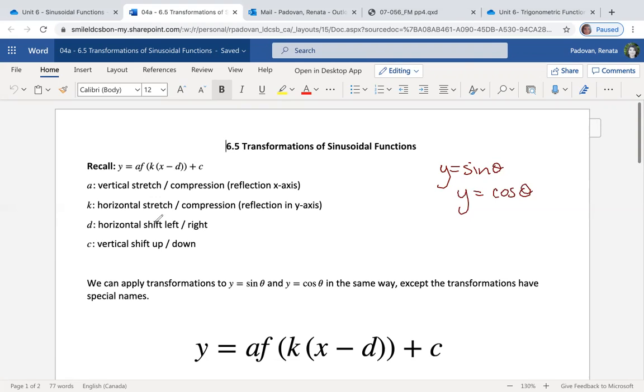The d value is a horizontal shift left and right. So if it's negative in the bracket, I'm shifting right. If it's positive in the bracket, I'm shifting left. And the c at the end is a vertical shift up and down. So positive is up and negative is down. So we can apply these same transformations to the y equals sine of theta and y equals cos of theta graph, except that the transformations have special names. So now let's take a look at what it would look like in terms of relating it to the graph.